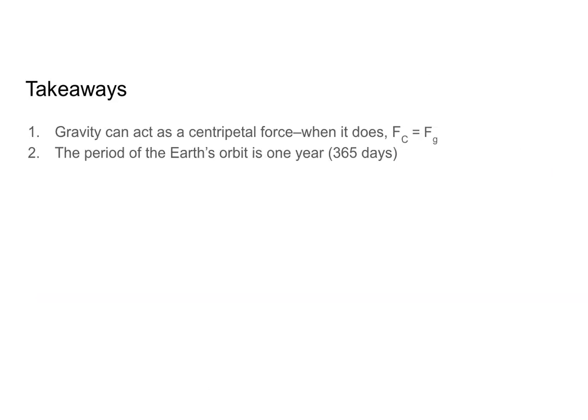So with that, let's go ahead and talk takeaways. First of all, gravity can act as a centripetal force, and when it does, Fc equals Fg. So in other words, mv squared over r equals GMm over r squared. And it's very important to know the period of the Earth's orbit is 1 year, and the orbital distance is the circumference of the circle, which is 2 pi r.